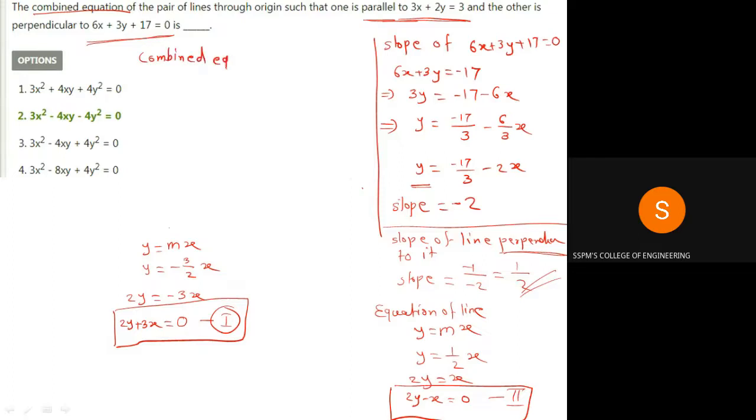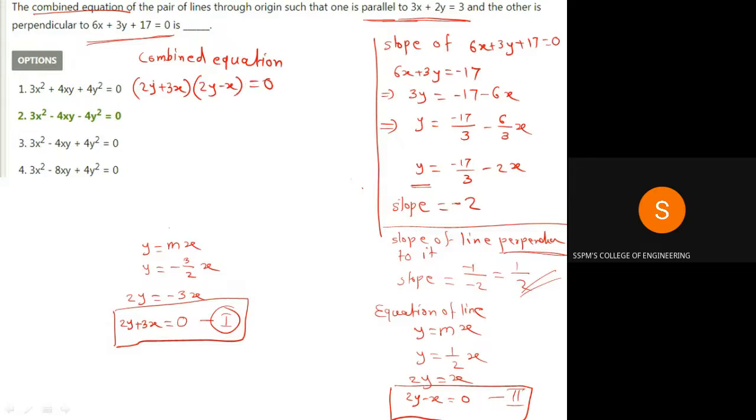Combined equation can be found out by simply multiplying both the equations. So now we will multiply these equations. The first equation is 2y plus 3x is equal to 0. And what is the second equation? It is 2y minus x is equal to 0.